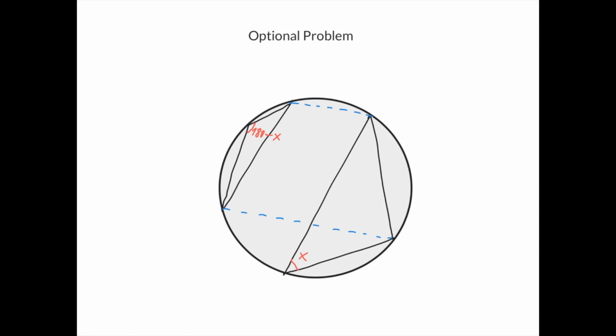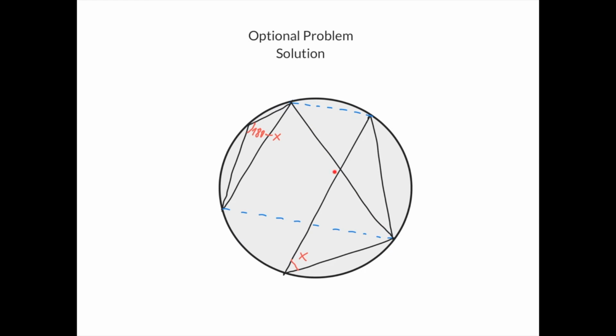This is the optional problem. It's really easy. We have that this angle here is x, and this angle here is 180 minus x, and all these 6 points lie on the circle, and we need to prove that this line is parallel to this line. And here's the solution.